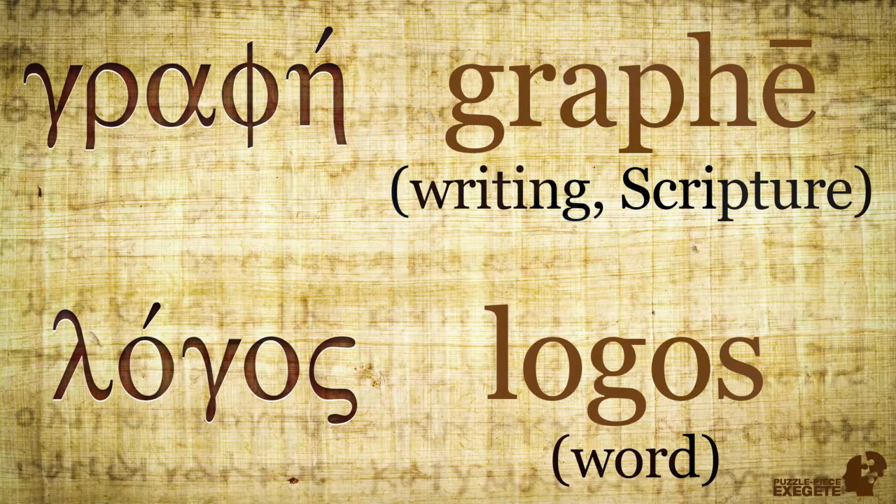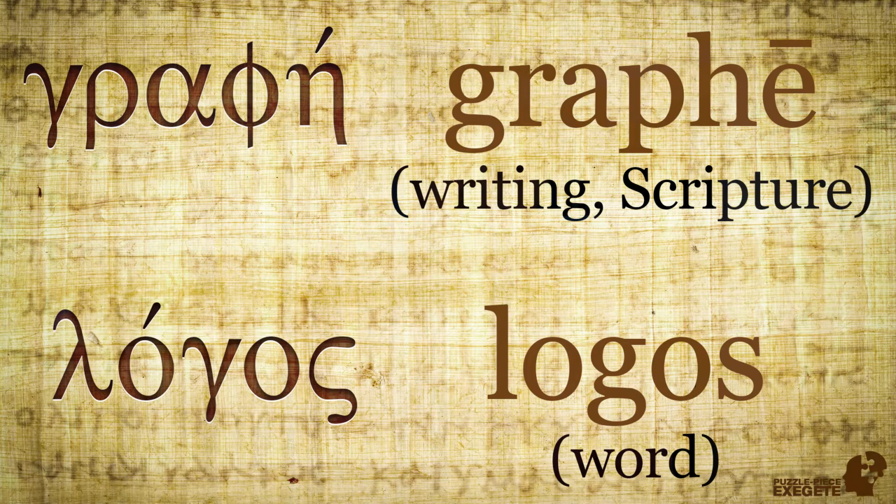Now I want to go ahead and give some real world examples. Let's put this into practice. Let's do some pronunciation right now. I'm going to put some slides on the screen here. Our first word is graphe. At the beginning we have a gamma, rho, alpha, phi, and eta with a little accent at the end, so we want to make sure our emphasis is on there. So graphe, say it with me, graphe, and it means writing or scripture.